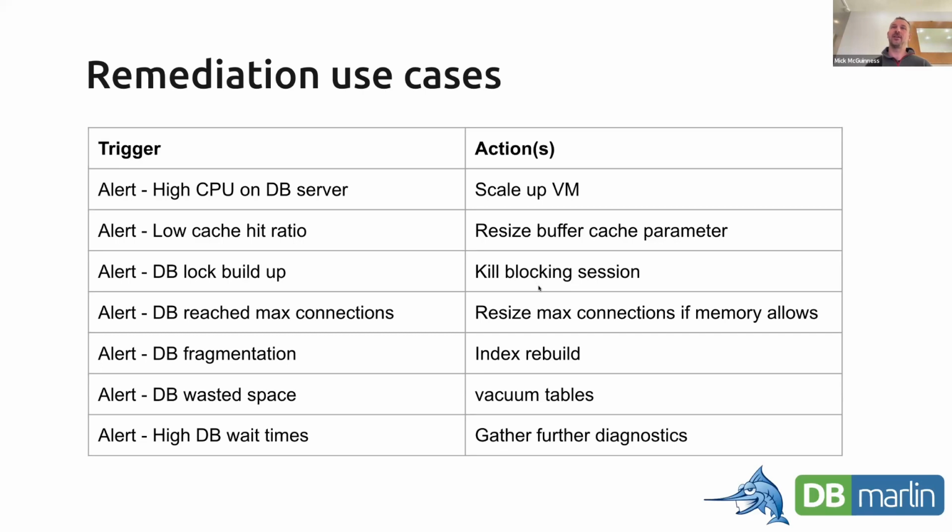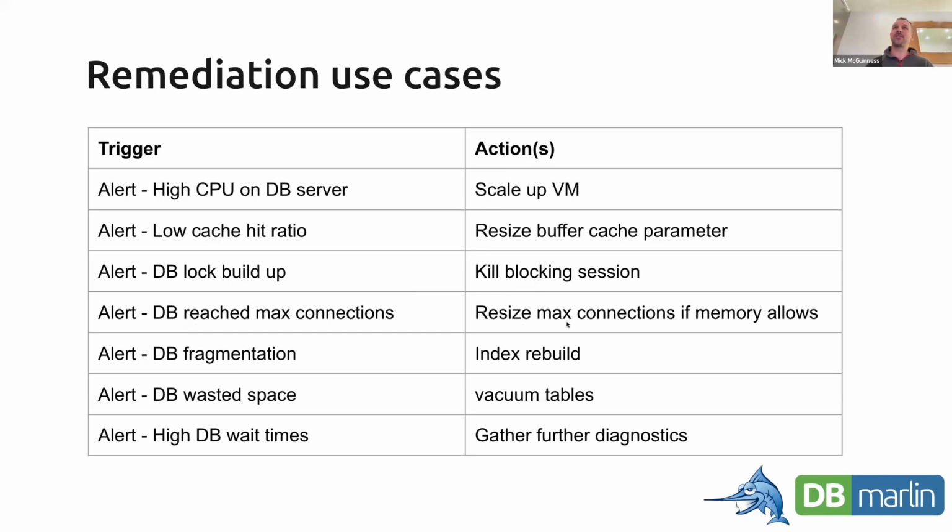So that then lets everybody else continue working. So you could kill the session that was the head blocker, so that would release the lock for everybody else. Maximum connections is another common one with databases. If you reach max connections, nothing can get a connection to the database. So effectively your application is down at that point.